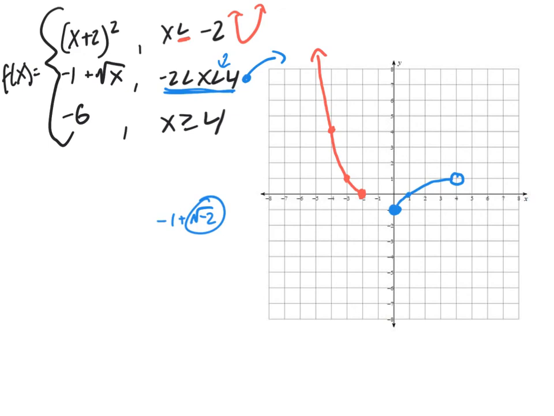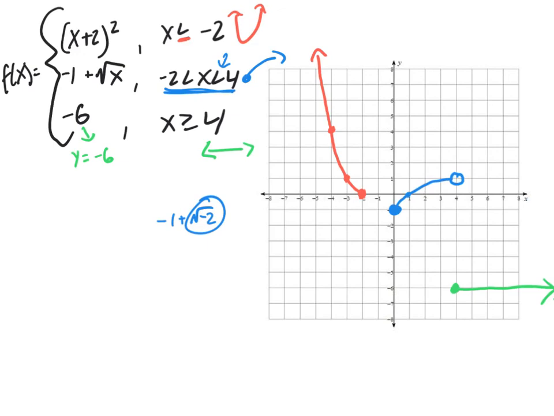Last one, y is equal to -6. So when we look at this, y is equal to -6. That's what we're graphing. So this is just going to be a horizontal line, but it's only going to exist for x values greater than or equal to 4. So I'm going to go down here to -6, and where x is 4, put a solid line, and it's just going to be horizontal and off to the right.